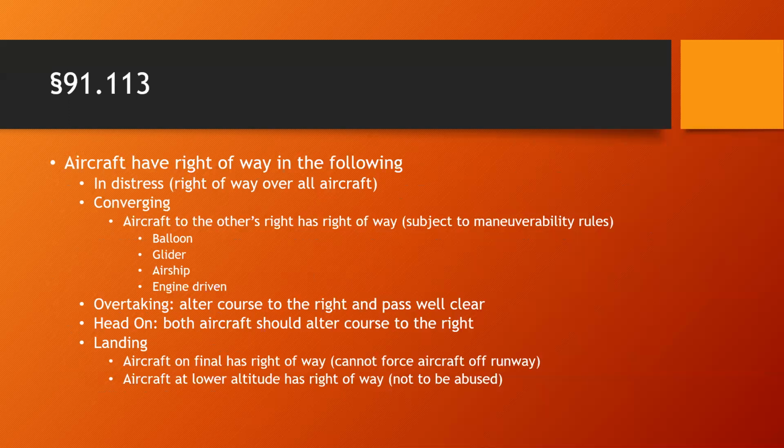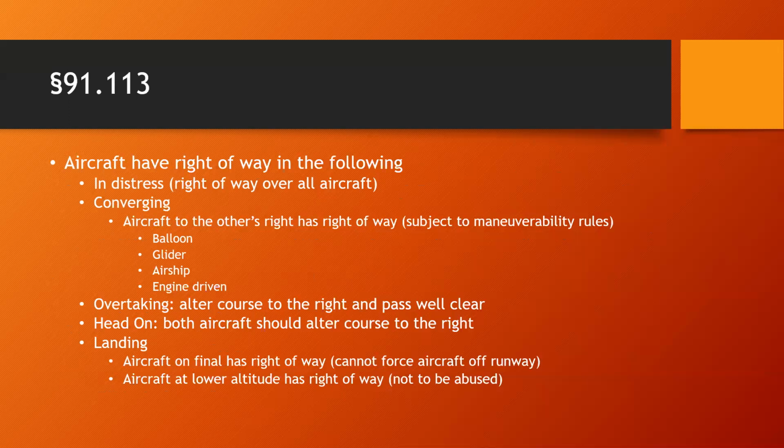Overtaking. So when you're overtaking an aircraft, you have to alter course to the right and pass well clear. So just make sure that when you're overtaking an aircraft, you go wide around them and don't make a collision, as referenced by the last regulation. If you're approaching head-on, both aircraft should alter course to the right. So if you can see that you're approaching head-on, sometimes it's hard to see that, just go to the right and make sure that you're well clear of each other.